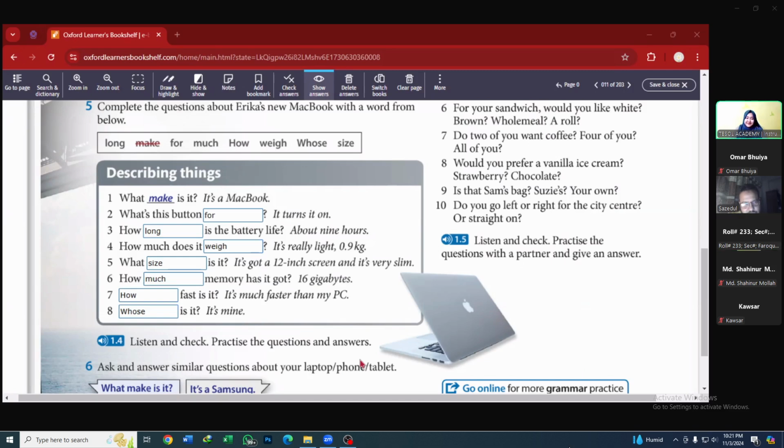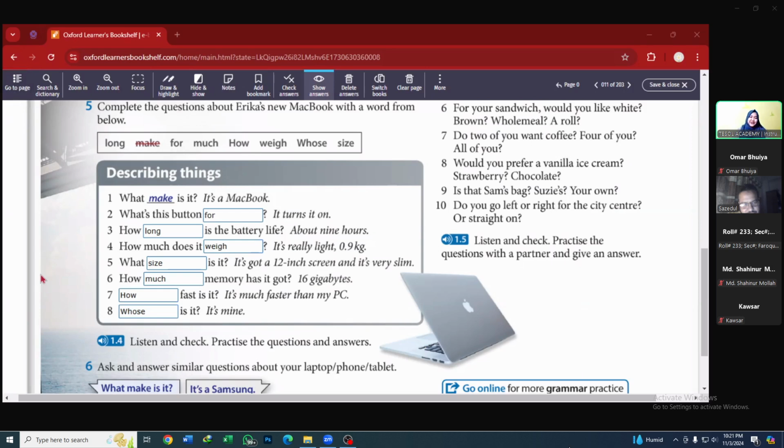Very good. How much memory has it got? 16 gigabytes. Okay. Great. How fast is it? It's much faster than my PC. Whose is it? It's mine. Very good. Excellent work. Thank you both of you.